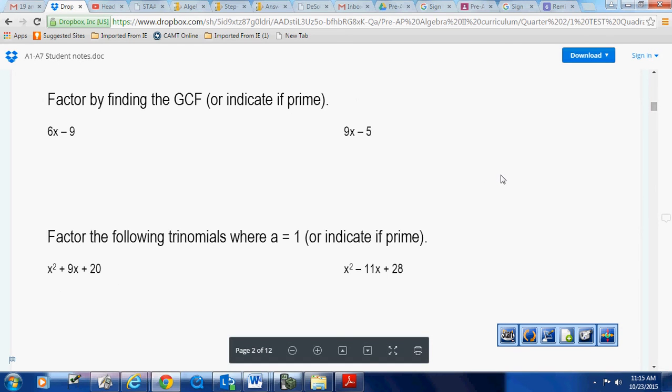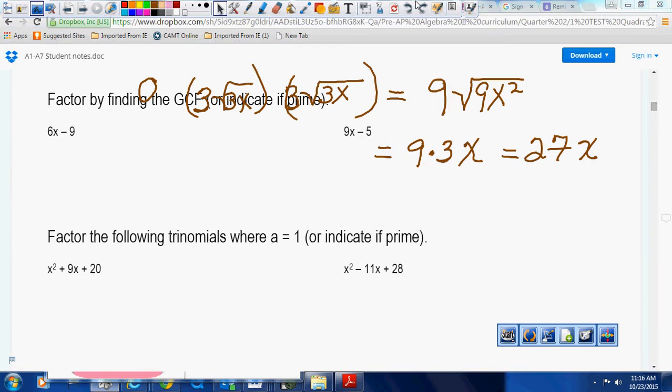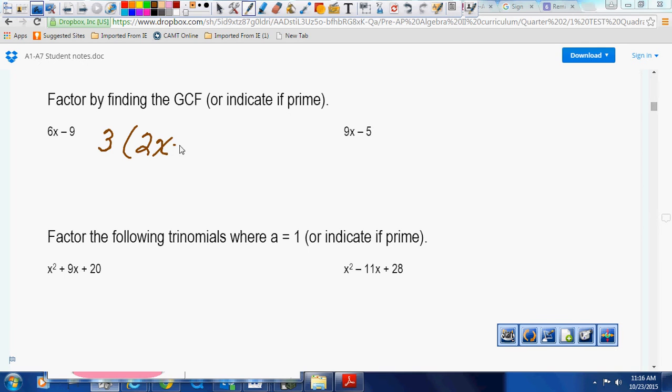So I know that they want me to factor by finding my GCF, which is my greatest common factor. To do that, I know that both of these are divisible by 3. So that's going to give me a 3, and then I'm going to have a 2x minus 3. And that's as far as I can take that, so I will be done.